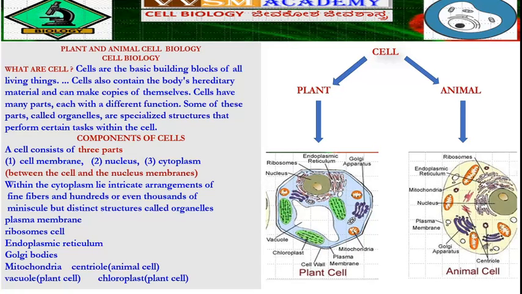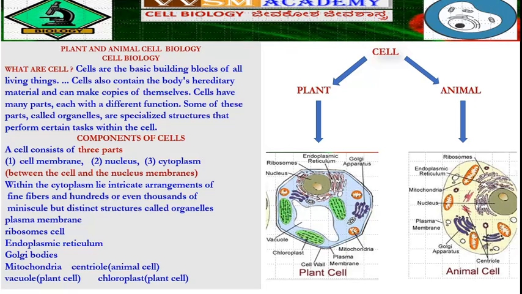Cells also contain hereditary material and can make copies of themselves. Cells have many parts, each with a different function. Some of these parts, called organelles, are components of the cell, or specialized microstructures, that perform certain tasks within the cell. What are the important components of the cell? The cell consists of three important parts, which are the cell membrane, nucleus, and cytoplasm.